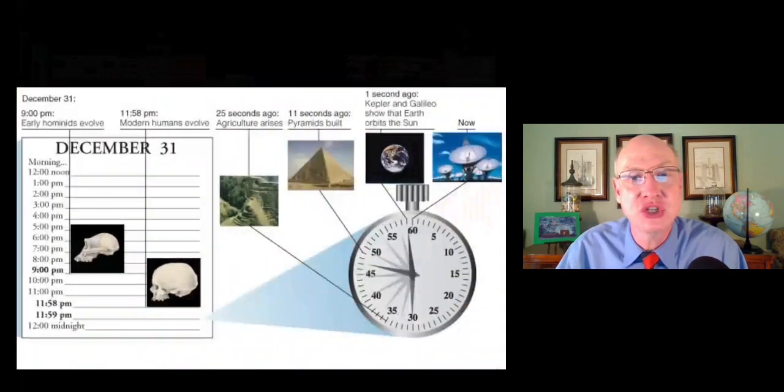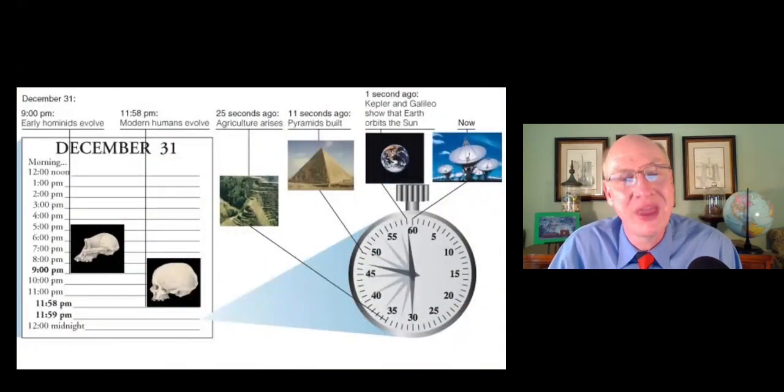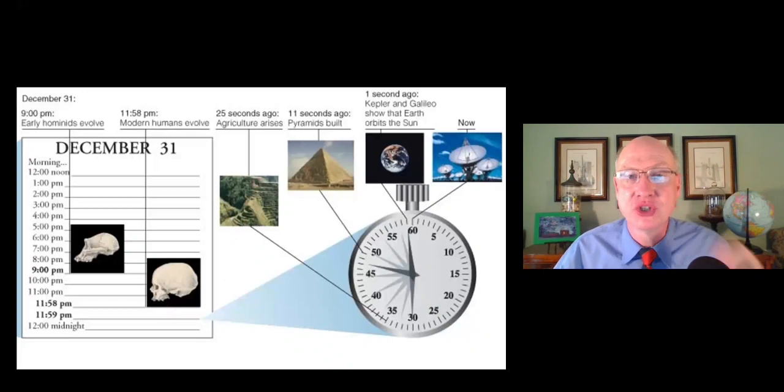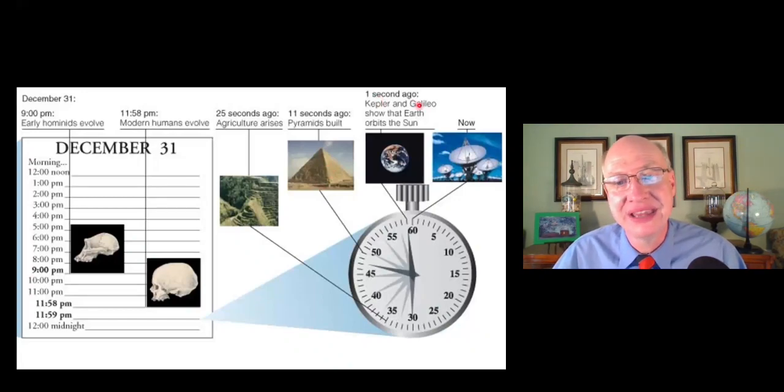If we want to talk about human history, we not only have to look at December 31st, but we have to look at the final few minutes and seconds of December 31st. On the last day of the year, December 31st, early hominids evolve around 9 p.m. Modern humans finally show up on the scene about 2 minutes before midnight. Humans develop agriculture about 25 seconds before midnight. About 11 seconds before midnight, the pyramids are built. About 400 years ago, Kepler and Galileo show that the Earth is orbiting the sun and not the other way around, and that is 1 second before midnight. And today, now, is midnight on December 31st.